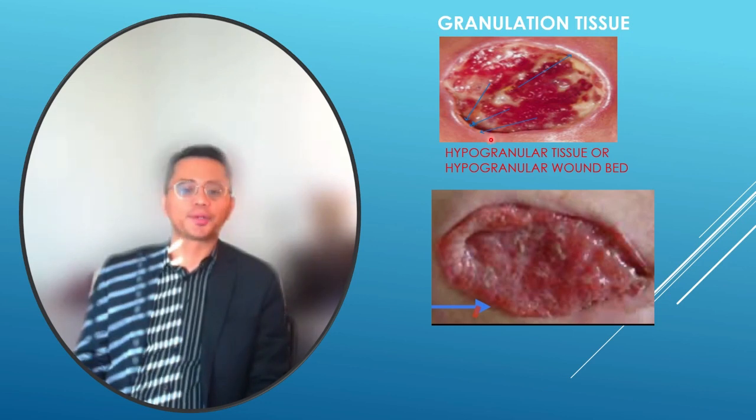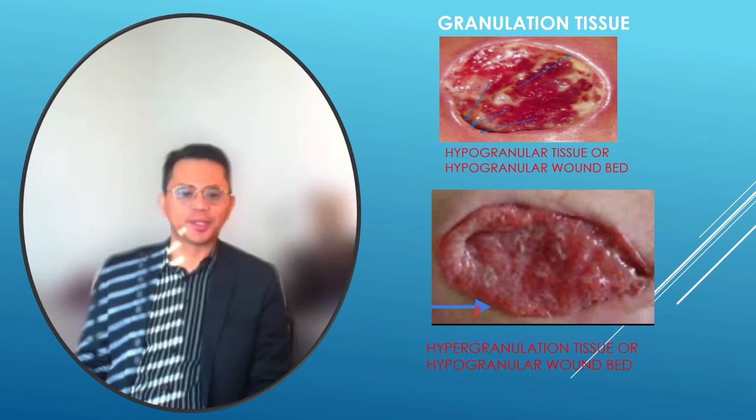Now, how about if you have a different type of wound and you see the granulation tissue growing over the edges of the wound, going over the limit of the surface of the wound? So what is the term for this? The term for this, ladies and gentlemen, is a hypergranulation tissue, or a hypergranular wound base.